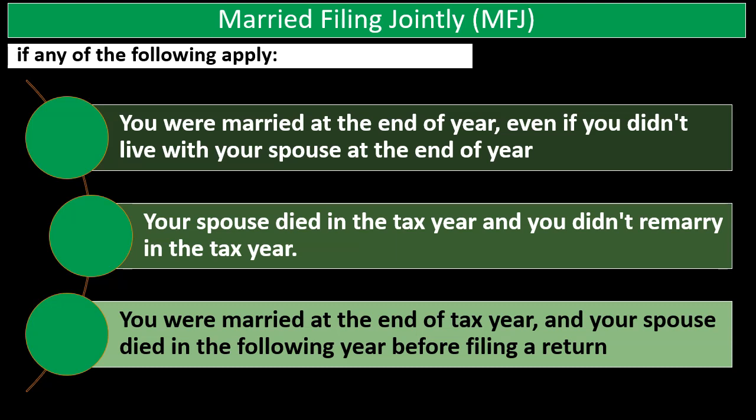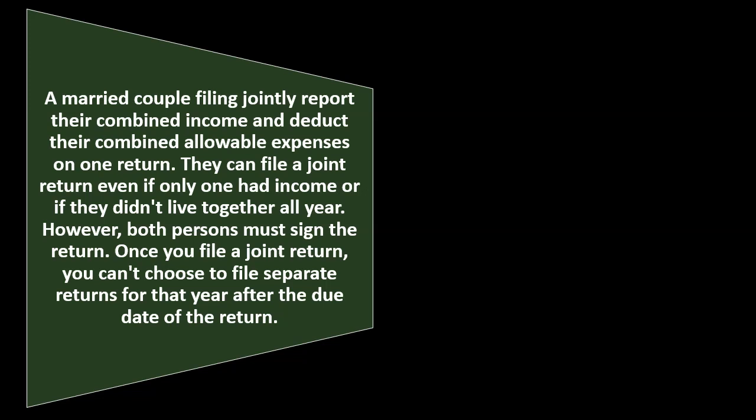So again, what if the spouse died in the following year? Well, you were married during that year, so then you would have married filing joint. A married couple filing jointly report their combined income and deduct their combined allowable expenses on one return. They can file a joint return even if only one had income or if they didn't live together at all. However, both persons must sign the return. Once you file a return, you can't choose to file a separate return for that year after the due date of the return. So both people have to sign it.